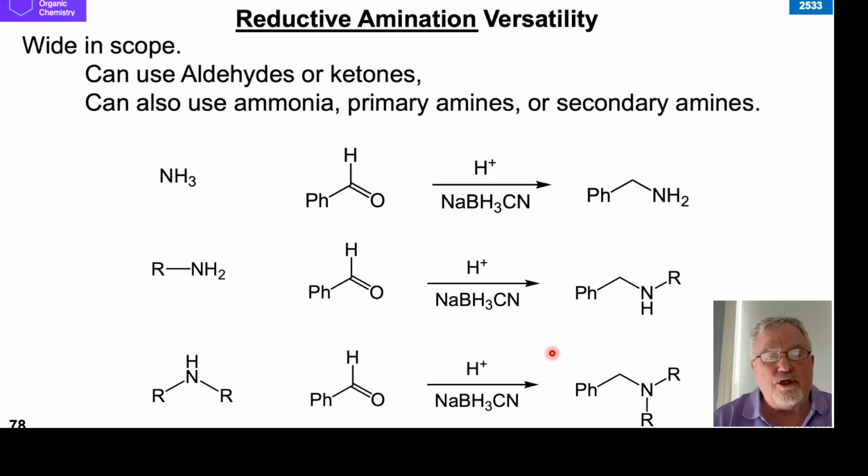We can even use secondary amines as our starting amine. They will react with the carbonyl compound. We know that the reaction pathway, barring having any reducing agent there, would lead us to an enamine, but in this instance the iminium ion gets reduced and we can form a tertiary amine. So this is a powerful reaction.